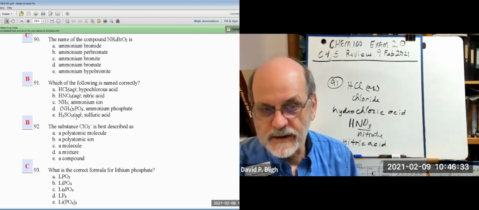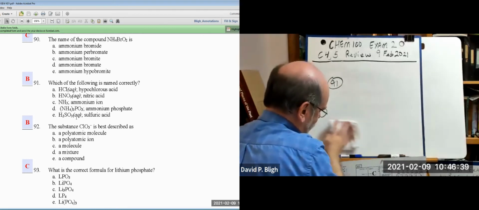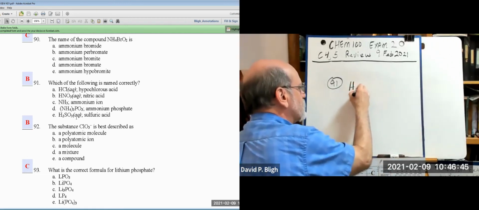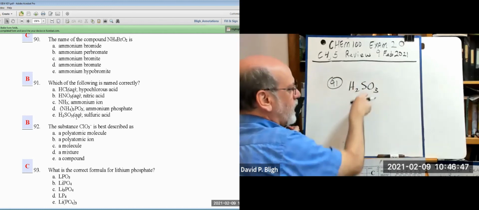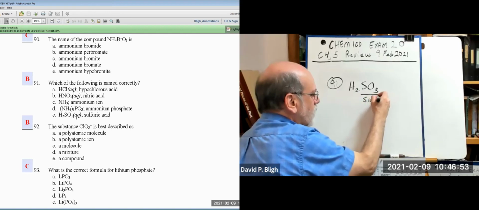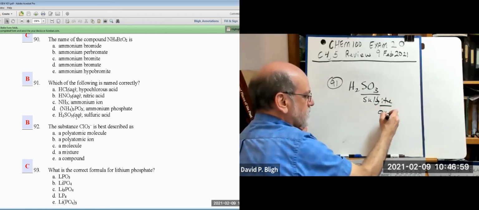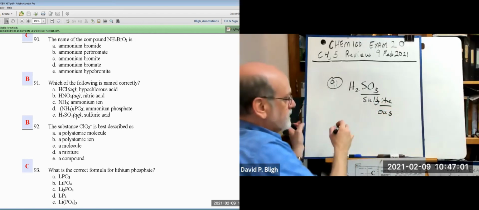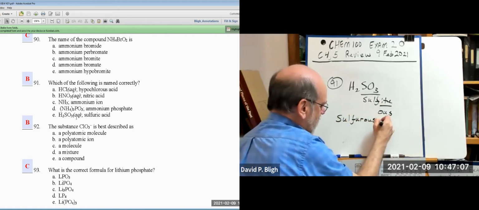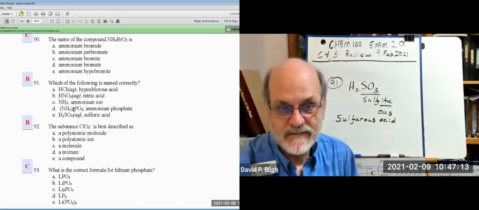H2SO3. Similarly, it says it's sulfuric acid, but is it really? H2SO3. Well, we got an oxygen, so there's no hydro, but this is the sulfite ion. And ites become ous in naming an acid. So it's sulfurous acid. Okay? That's why that one's false.